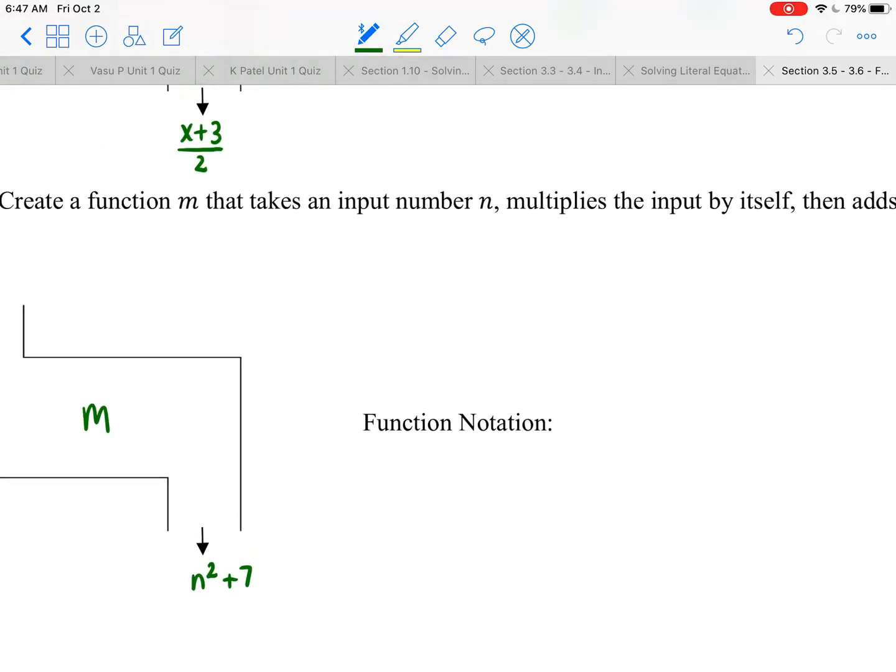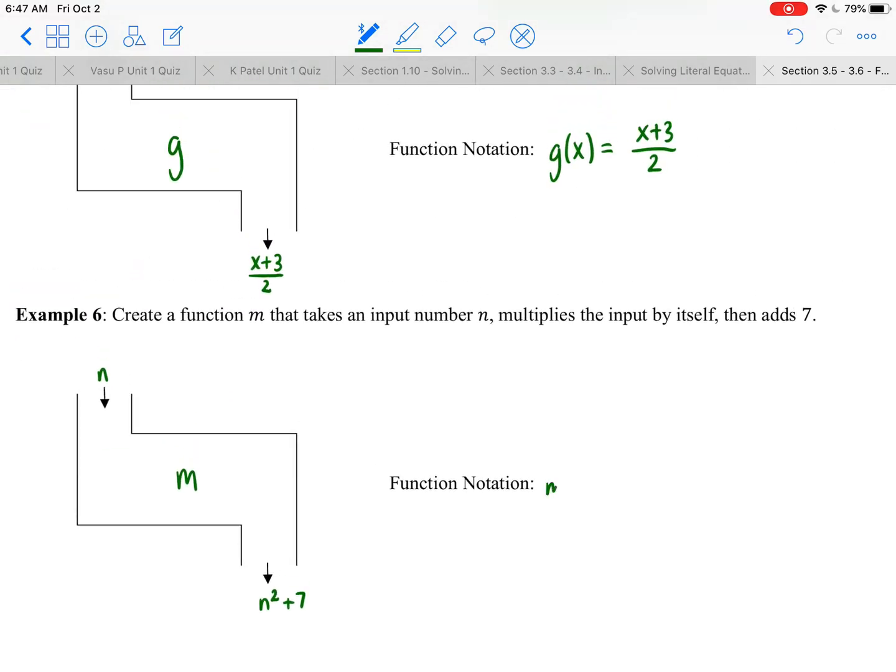Okay, so a function notation here would be the name of the function m, the input of the function n, is equal to n squared plus 7. Okay? So that would be your function notation.